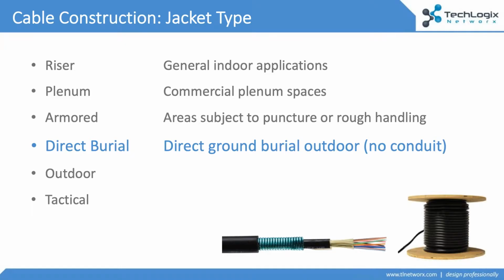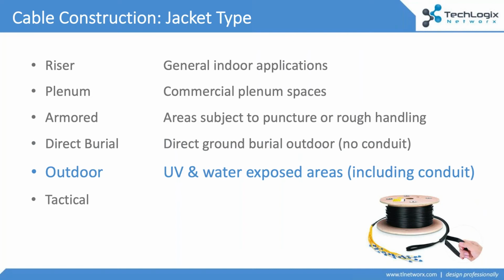Now, direct burial cable should not be confused for a general outdoor cable. And this happens. People are getting ready to put a cable outside and they have conduit pulled and they order a direct burial. You don't want to do that. A direct burial cable is made to go directly into the ground. It has a heavy armoring built into the cable to give it protection, and it's not going to pull through conduit very easily.